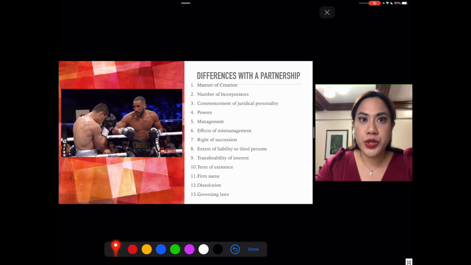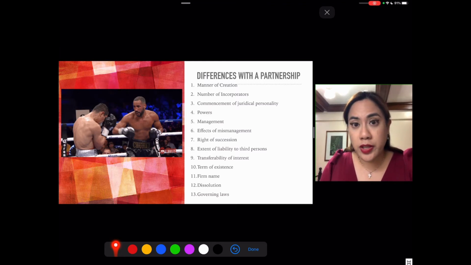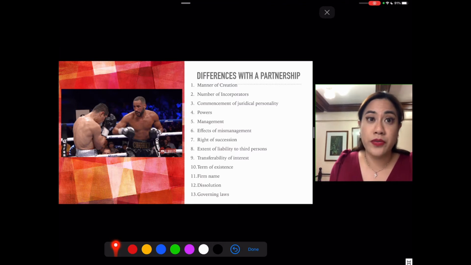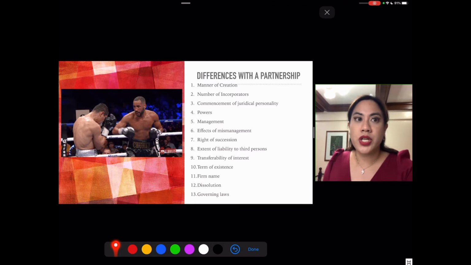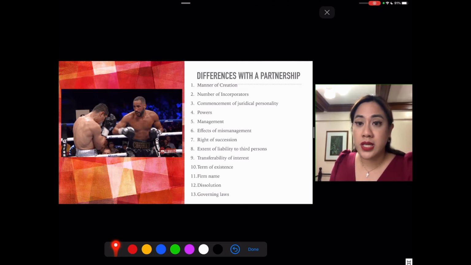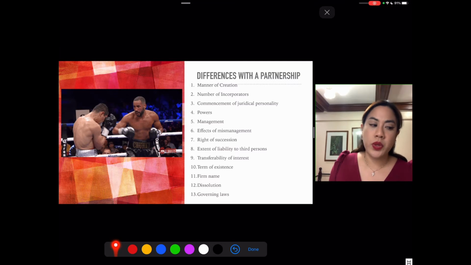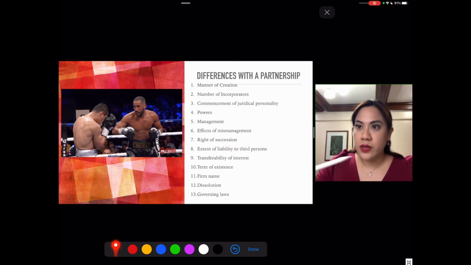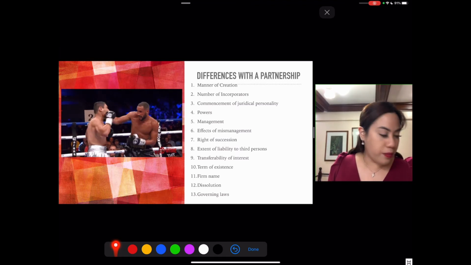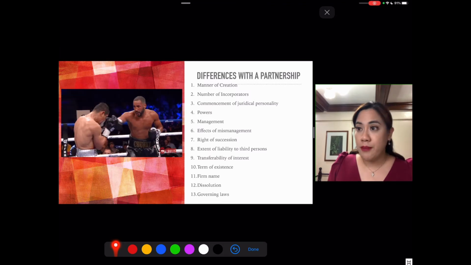Number 12, for dissolution, it's already under Articles 1830, 1831, and 1838 of the Civil Code for partnerships, whereas a corporation can only be dissolved with the consent of the state, and we will discuss that when we get to the latter part of the RCC. And for the laws that govern, obviously, partnership is governed by the Civil Code, whereas a corporation is governed by the RCC.